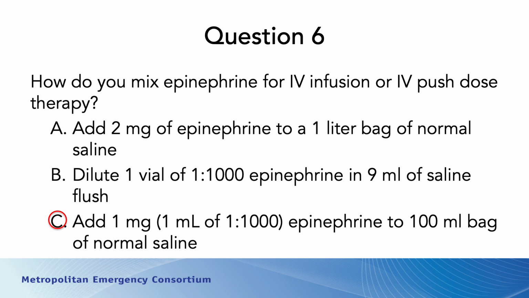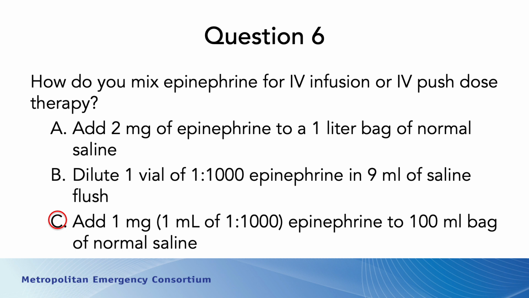Because our current process, if you go to the epinephrine infusion page, is you take a milligram vial, which is 1 ml of the 1 to 1,000, you put it in a 100 cc bag, and then you dose it based on the infusion chart that's included. Option A is not part of our protocol anywhere. Option B is an option you may consider if you are out of 1 to 10,000 and you needed to use it for cardiac arrest.